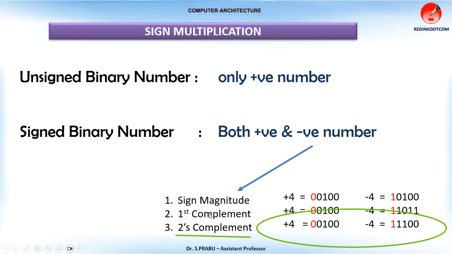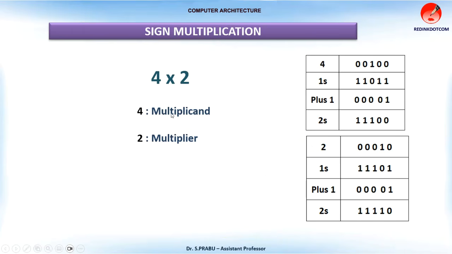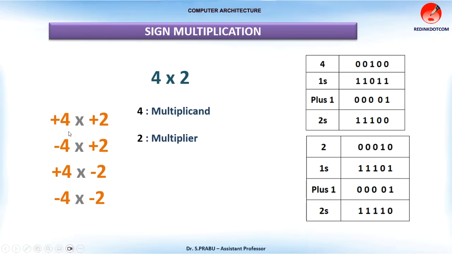You just ignore these two methods because this is simple and mostly used for hardware circuit design. Suppose you multiply two signed numbers: the first number is plus 4, the second number is plus 2. These two numbers may be in any combination. The first number is taken as multiplicand, the second number as multiplier. First I write the 4 as a 4-bit number. Then I add the sign bit as 0 because this is positive.